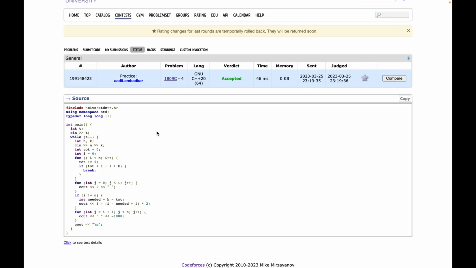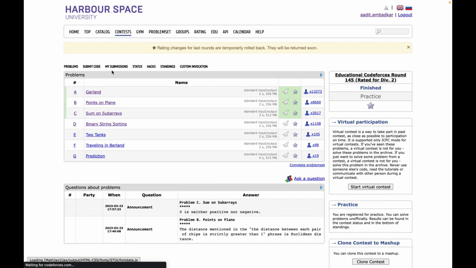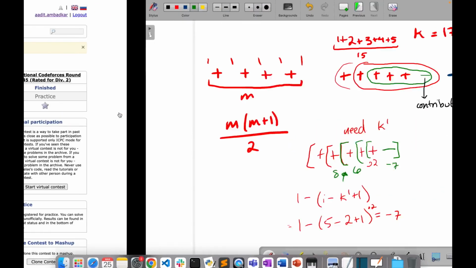Sorry if my explanation wasn't that clear. Hopefully the code helps you understand what's going on. And if it doesn't, let me know down in the comment section, and I can edit the video and update it so that it makes more sense. But yeah, that's basically it for this problem set, this problem series, whatever you want to call it. Problems A, B, and C. That's how you solve these problems.